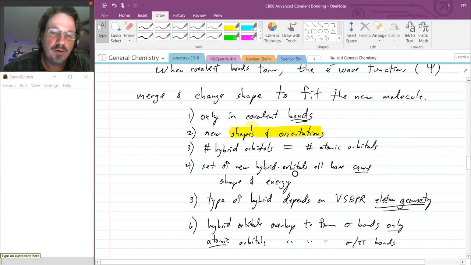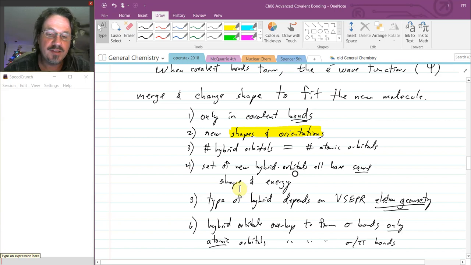Number 2, we get new shapes and orientations. I've highlighted this because that's the whole point of doing this in the first place. That's why we're doing hybrids, to accommodate the correct shapes and orientations that these electrons need to be in. Number 3, I already talked about this. The number of hybrid orbitals that you get out has to equal the number of atomic orbitals that you put in. You can't destroy or create, so what goes in equals what comes out. It has to be the same number. Again, we'll see that in just a second.